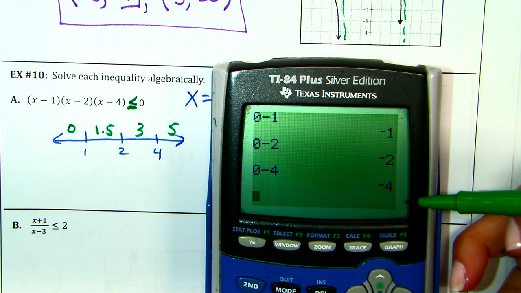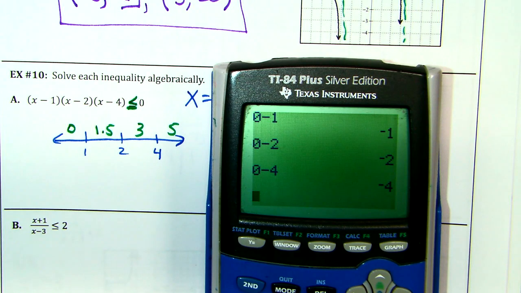And then what would I do with those 3 numbers? What do I do with them? Nobody knows?